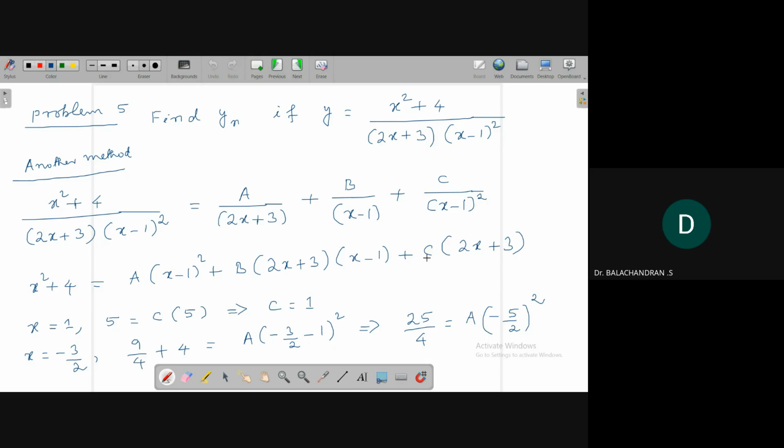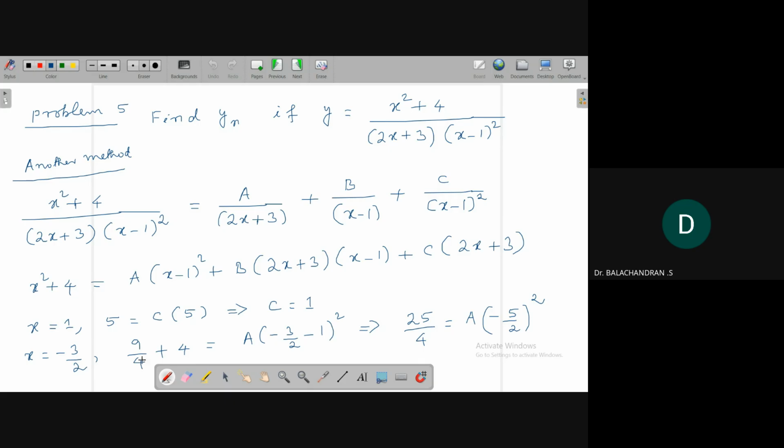Next, I'm going to make these two terms 0. So substitute x equal to minus 3 by 2. If I substitute x equal to minus 3 by 2, this is 0, this is 0. So you'll get A. On the left side, minus 3 by 2 whole square is 9 by 4, plus 4, equal to the right side, A into (minus 3 by 2 minus 1) whole square.